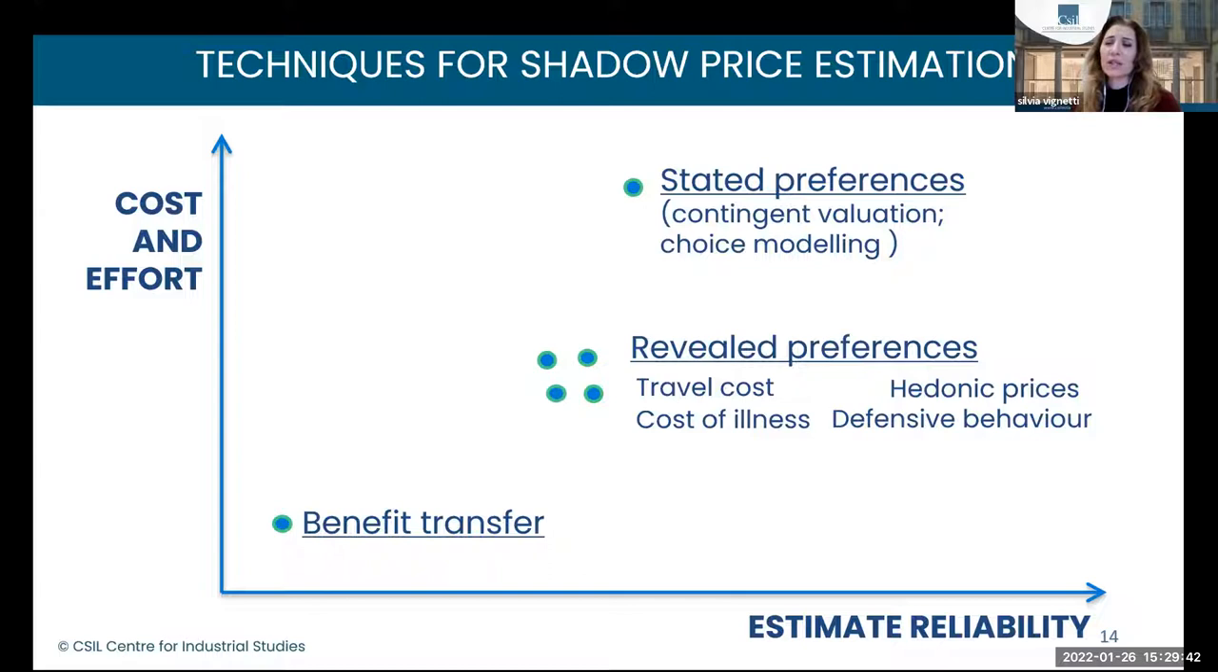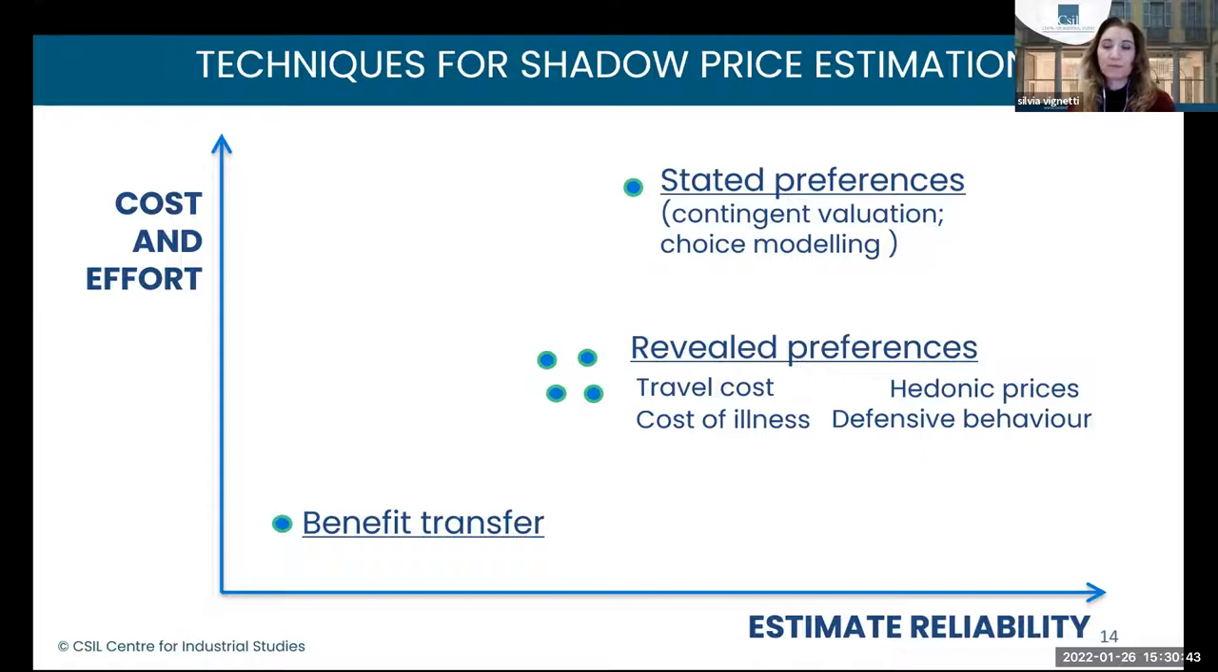Hedonic prices. Hedonic prices is about looking at the increase in the prices of real estate because the surrounding has been improved from a quality of life point of view. So for example, we observe that the houses in a nice neighborhood, with a lot of green, with a lot of nice places, well connected to the city center, are valued more than houses in other neighborhoods without such services and nice places. And we can do some calculation to see to what extent this increasing price reflects what we want to value. Defensive behavior is another way of doing this. So the family of revealed preferences is all about looking at the actual behavior of the people to understand to what extent this reveals their preferences for something that we want to value.